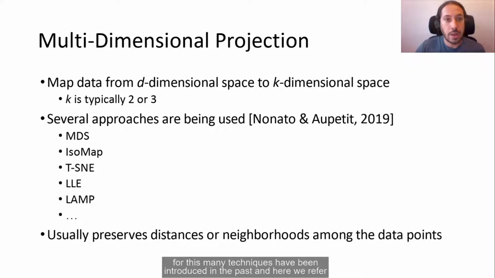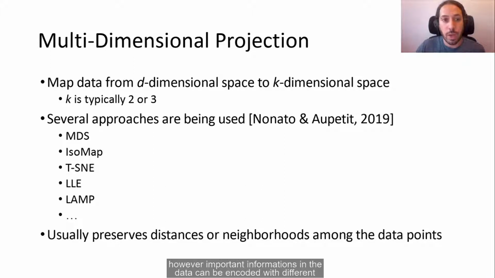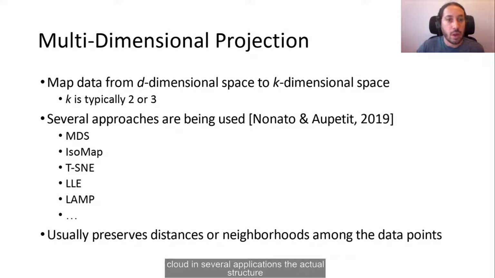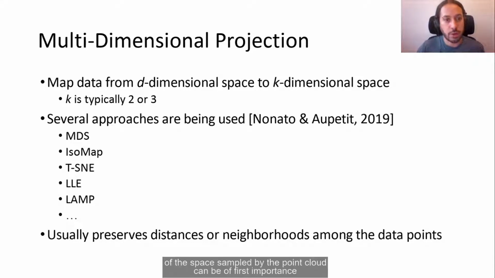For this, many techniques have been introduced in the past, and here we refer you to our paper and to a reference survey for more details. But generally speaking, most existing techniques aim so far at preserving some geometrical information during the projection, such as the relative distances between the input points. However, important information in the data can be encoded with different channels than the strict geometry of the point cloud. In several applications, the actual structure of the space sampled by the point cloud can be of first importance. And this motivates the definition of projection techniques capable of taking the intrinsic topology of the data into account.